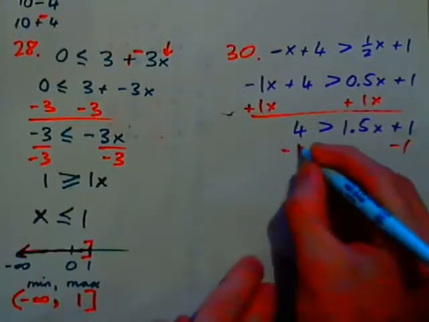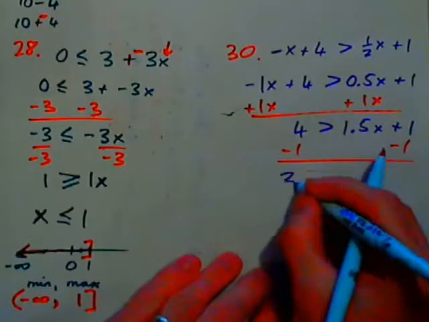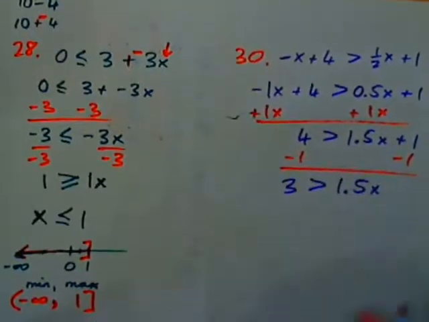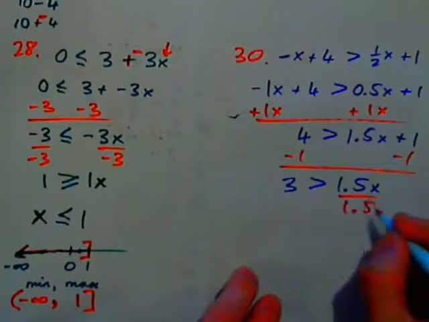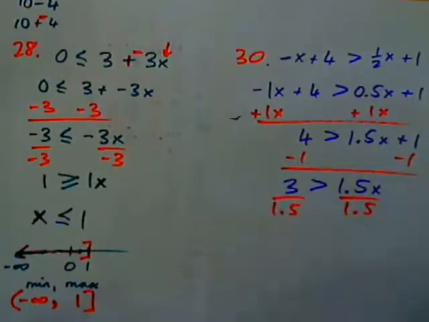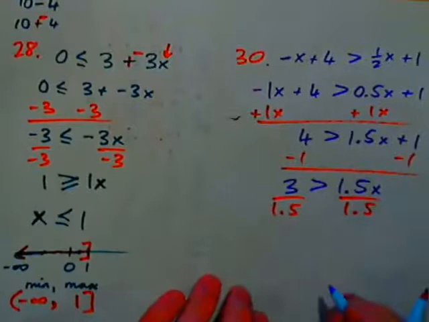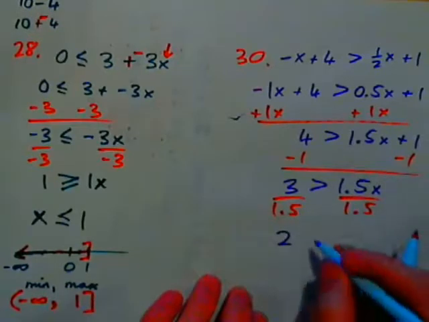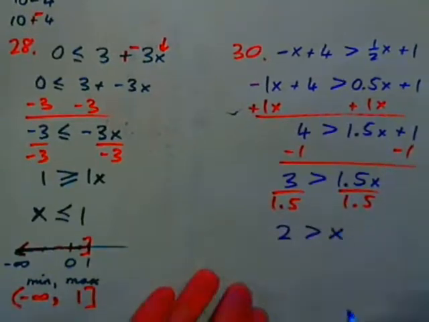Now subtract 1 from both sides. And now we have 3 is greater than 1.5x. So divide by 1.5 to get x by itself. How many 1.5s in 3? There are 2 of them. So that becomes 2 is greater than x.